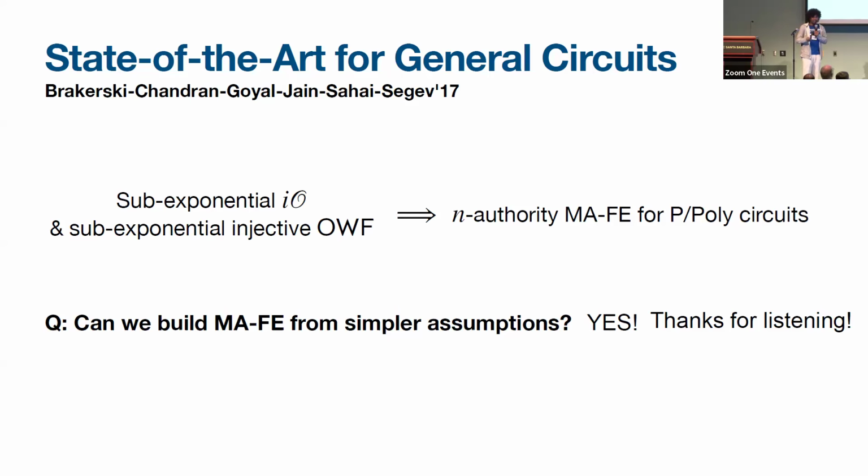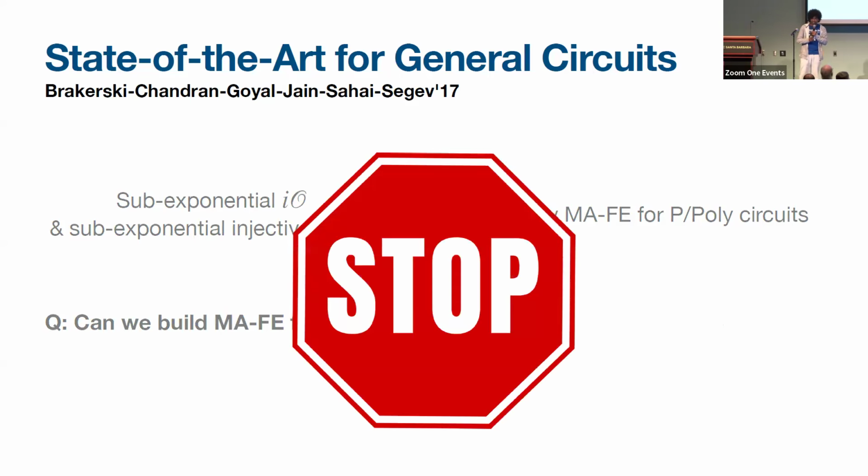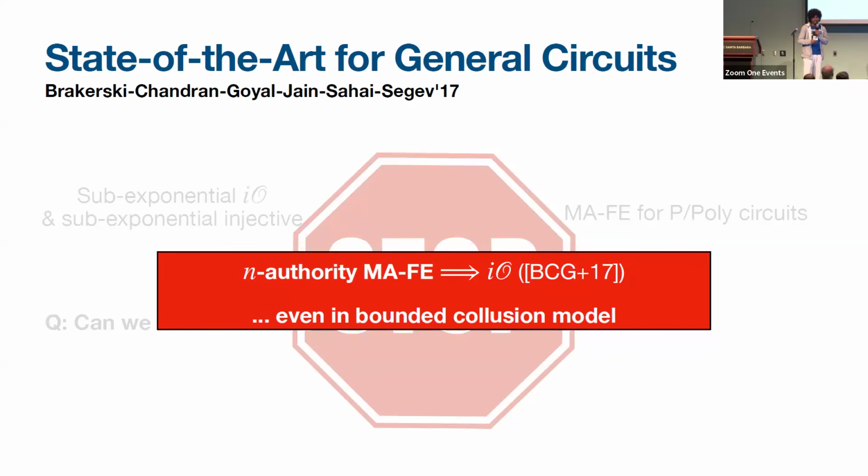However, in order to build MAFE, there are certain serious barriers to overcome. Specifically, as shown by Brakerski et al., an n-authority MAFE scheme implies an indistinguishability obfuscation scheme. And this implication holds even in the bounded collusion setting. In the bounded collusion setting, the adversary declares the number of secret keys that it corrupts during the system time. So technically, you only require 2n keys from n authorities for this implication to work.